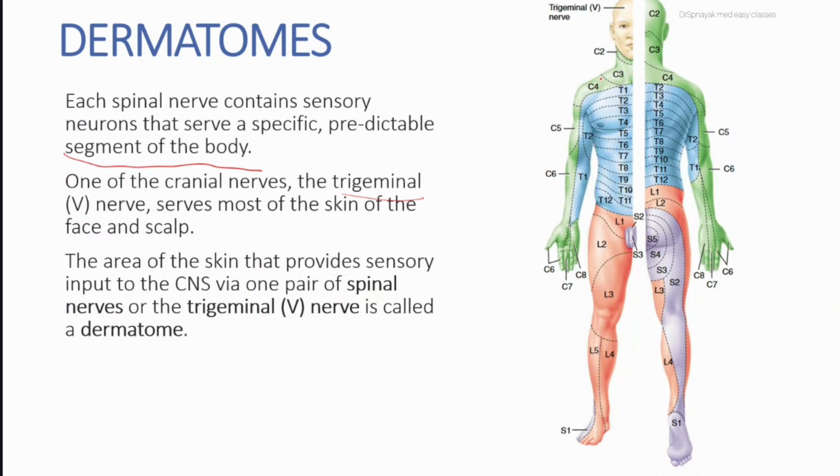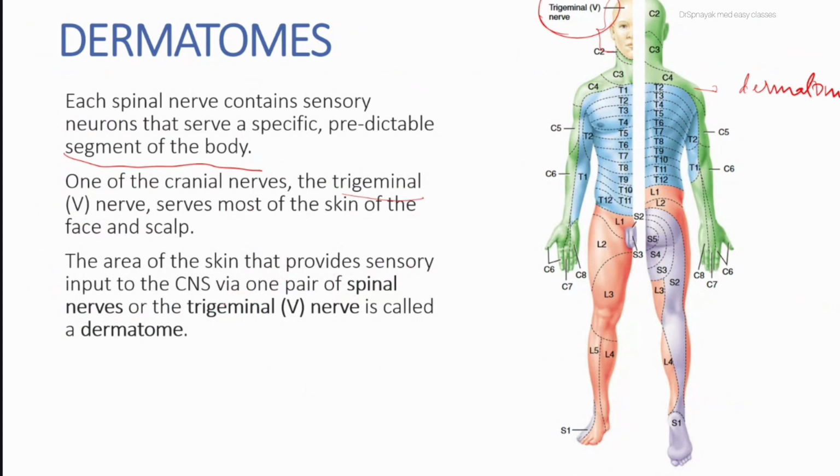The sections or segments of skin that are supplied by a particular cranial or spinal nerve are termed dermatomes. These are the sections. Each section represents a dermatome. There is also the cranial nerve known as the trigeminal nerve, the fifth cranial nerve, which supplies the skin of the scalp and face, as we can see here. And these are the various sections that are provided by the spinal nerves.